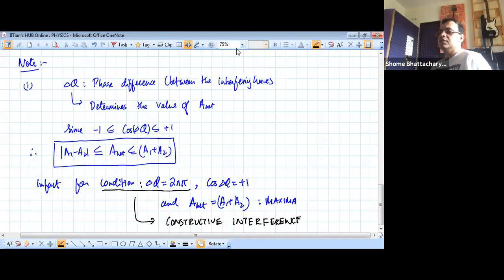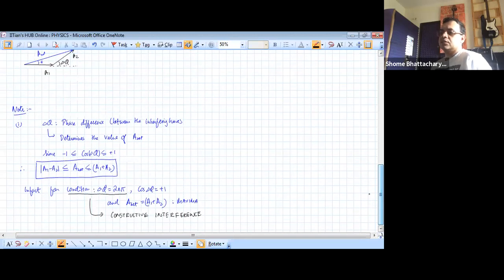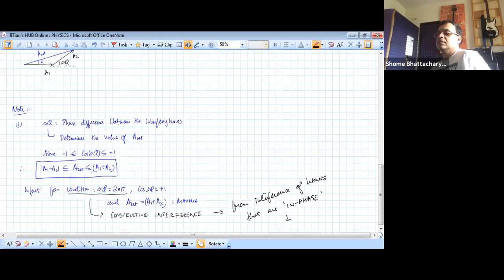So in simple language, we can say constructive interference is the result of superposition of waves of identical frequency which are in phase, resulting in maximum amplitude. So this is from interference of waves that are in phase. That is, their equivalent phase difference is 0. 2n pi is equivalent to 0. And that is resulting in the net amplitude becoming the maxima, which is A1 plus A2. So that is the proper definition of constructive interference.